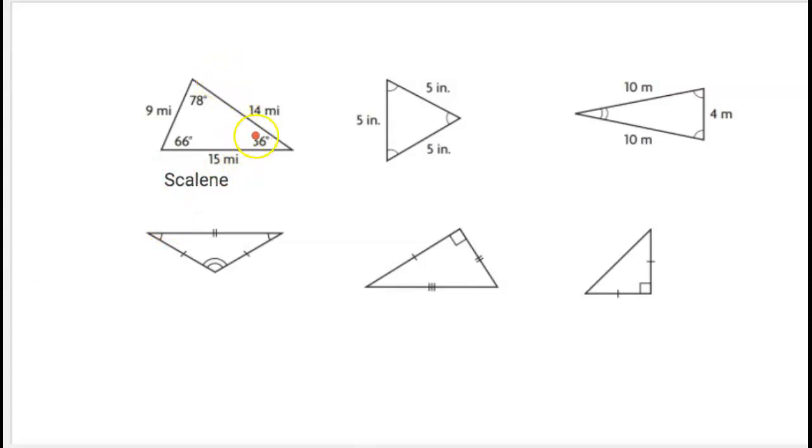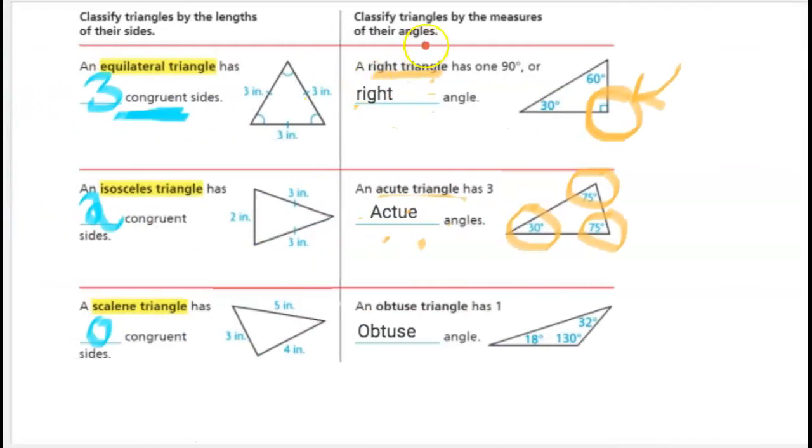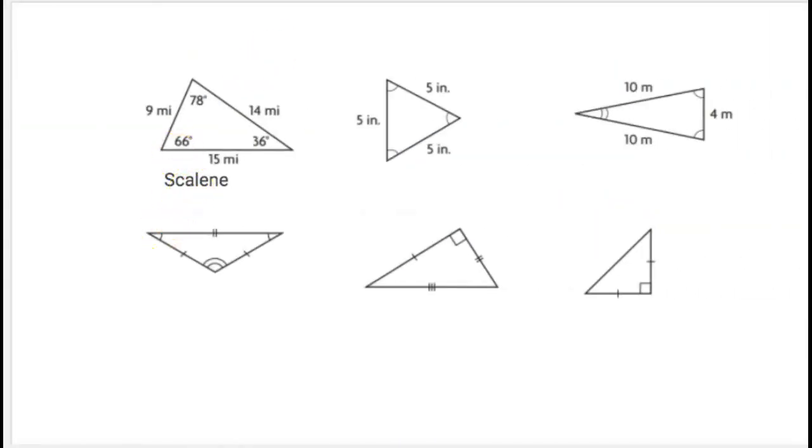Now we have to give it a name for its angles. I'm going to look at the angles here and say, that one's acute, it's less than 90. That one's acute, it's less than 90. And that one's acute, it's less than 90. So I go back here. It's not a right triangle. It's not an obtuse triangle. It's an acute triangle. It has three angles less than 90. So I'm going to add to the name that this is a scalene acute triangle.